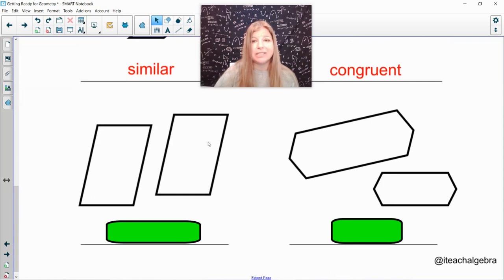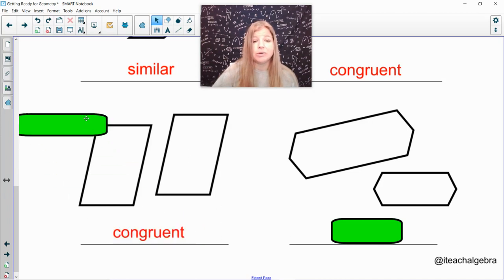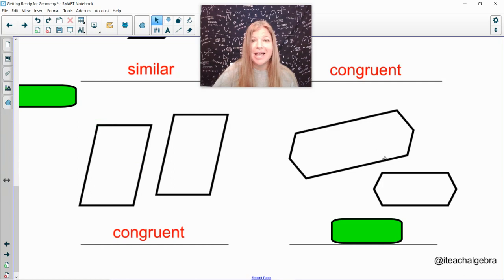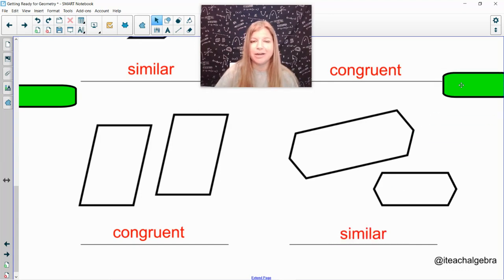Over on the left, I see two parallelograms. They're really the same shape, same size, just looks like a translation happened. So those would be congruent. And then my last set of figures, these two hexagons, these stretched out hexagons. I see one that's super large and one that's smaller, but they're the same shape, just different sizes. And that means that these two are similar.